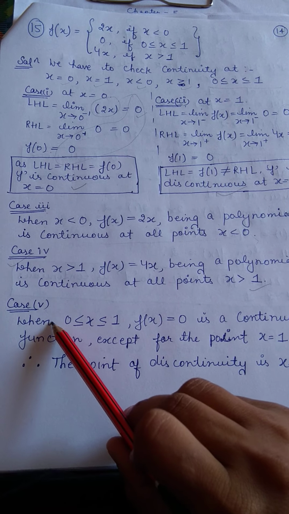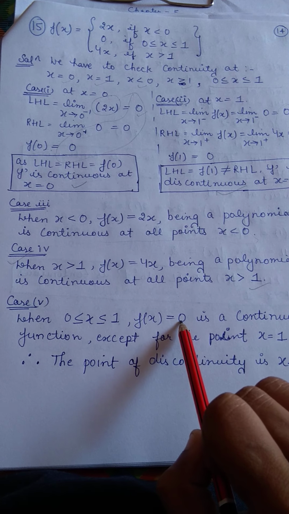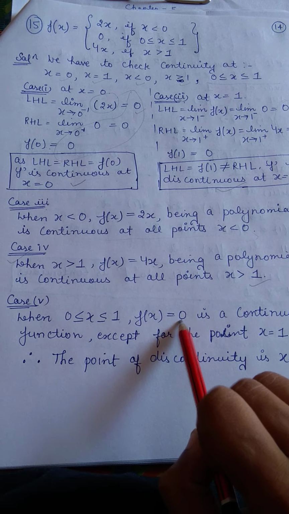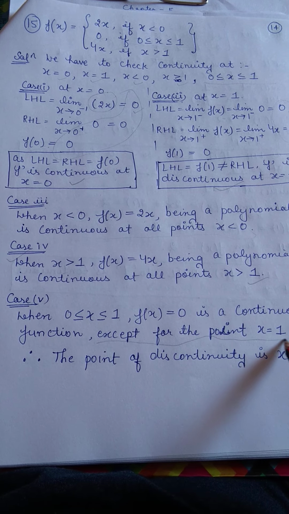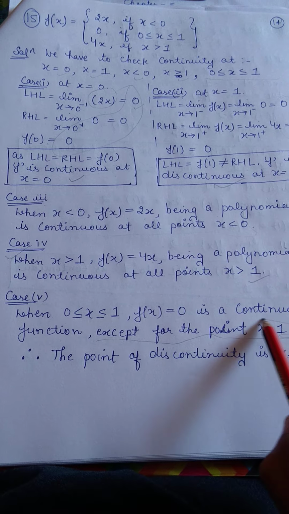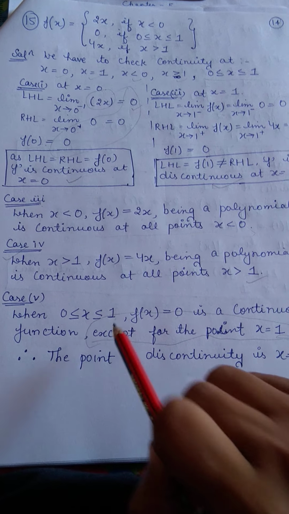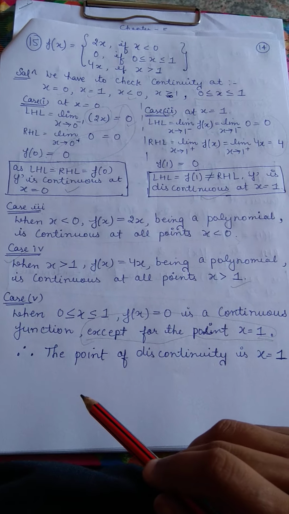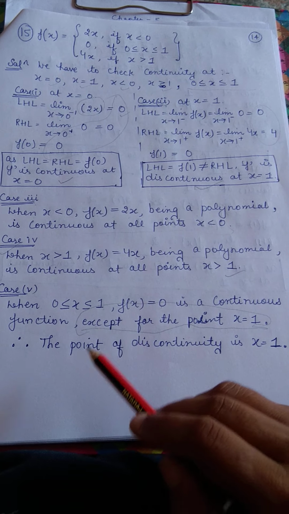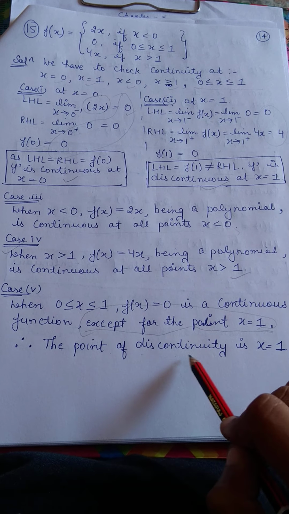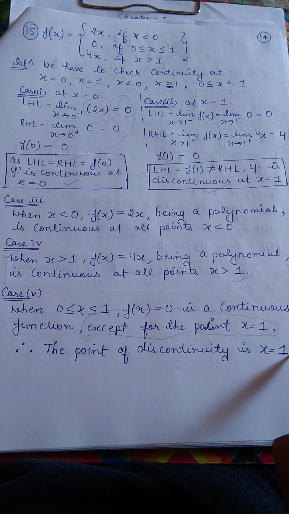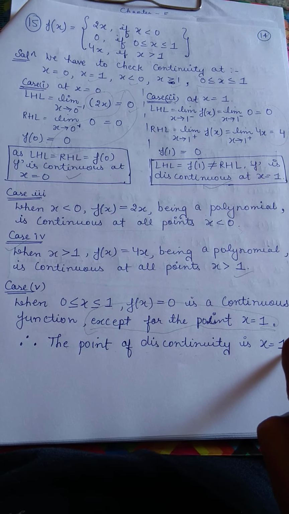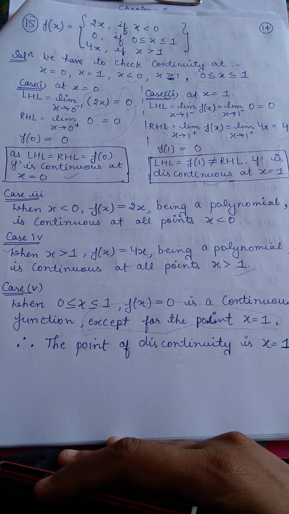And then, when we are taking this, it is like a constant value. So it will be continuous except for the point x is equal to 1. Therefore in this question the point of discontinuity is only and only x is equal to 1. Hope this question is also clear to you.